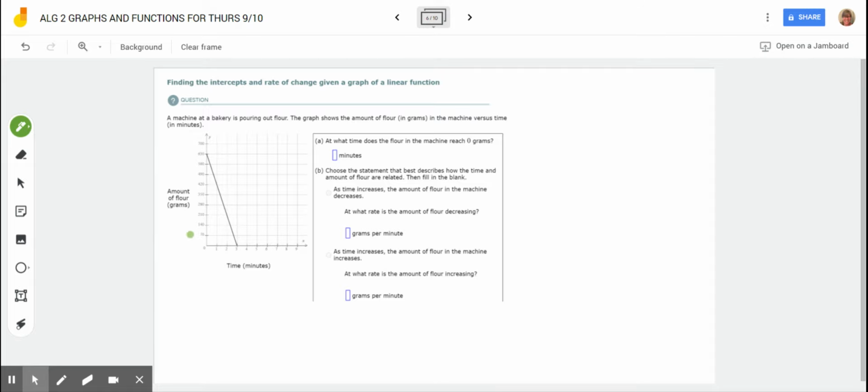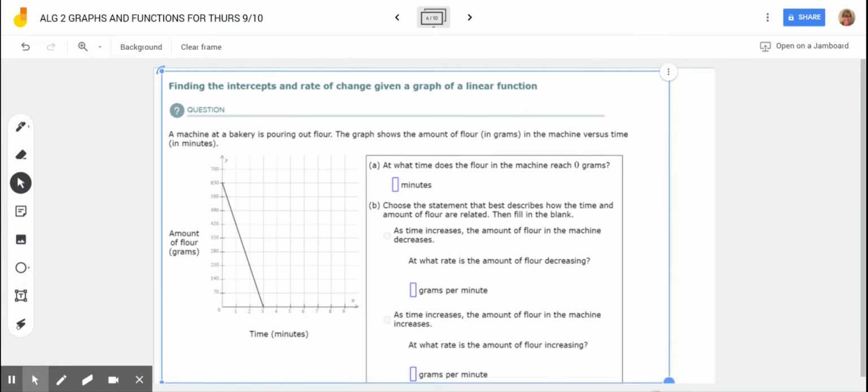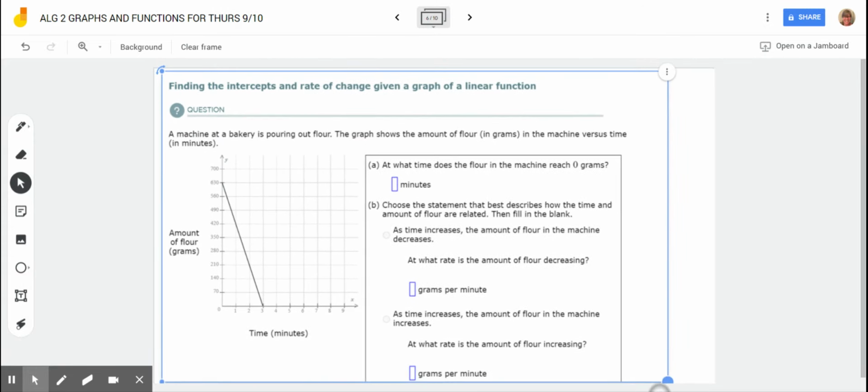Is that 630? Sorry, let me see. I can't quite read that. Can you guys? Let's see. I'm going to see if I can enlarge it. It kind of looks like 630, but it doesn't make sense to me. So let's see. It is 630.